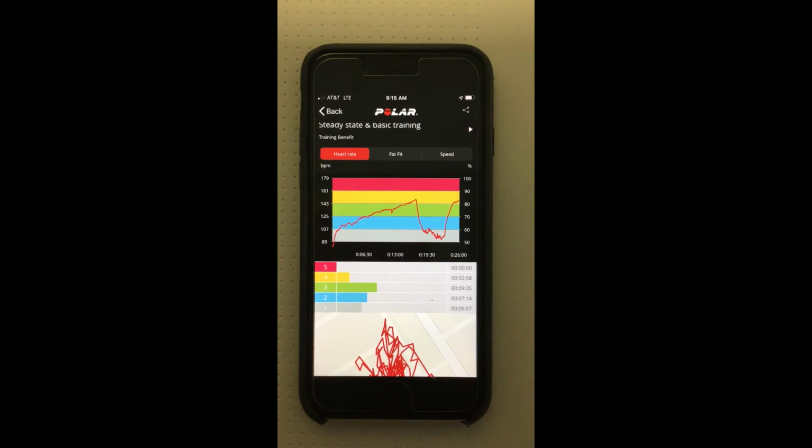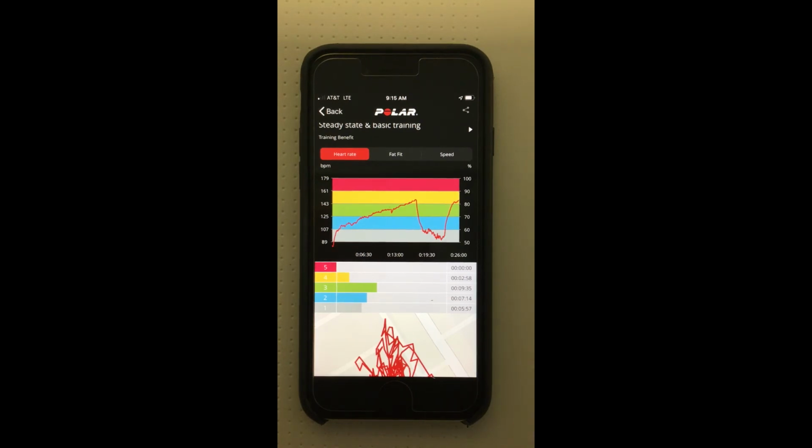The blue bar above it indicates the amount of time in the moderate intensity or 60 to 70% of heart rate max zone. And we can see that this patient spent about 7 minutes and 14 seconds in that training zone. The green bar right above it indicates the amount of time in the high intensity or 70 to 80% of heart rate max zone. And this is the heart rate zone that we're targeting. This patient spent 9 minutes and 35 seconds there.